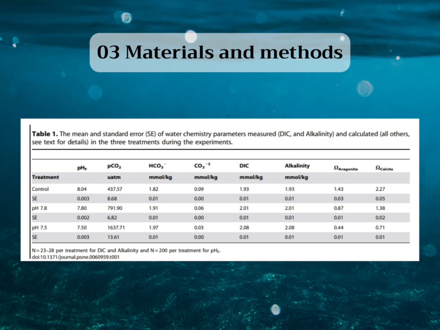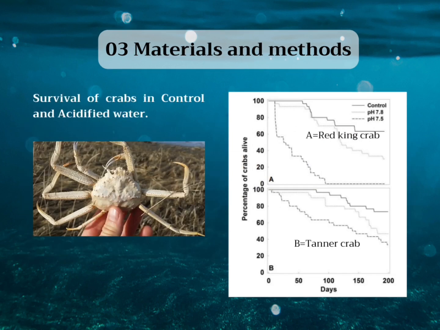In the three treatments during the experiment, the percentage of crab survival in controls and acidified water is shown. From picture A and picture B, as the pH of the water decreased, the survival rate decreased as well. The survival rate of red king crab at pH 7.5 was found to be equal to 0, unlike tanner crab, which has a higher survival rate.